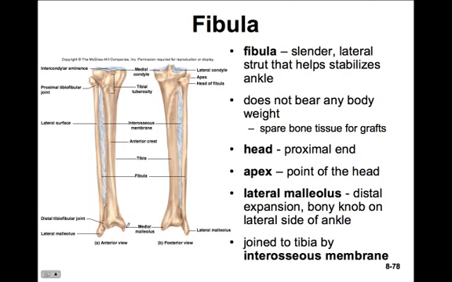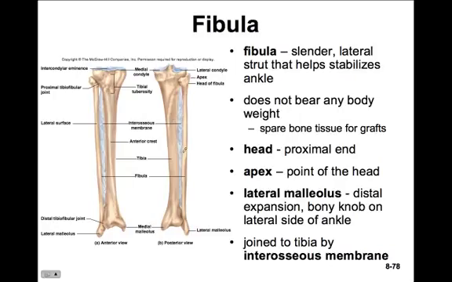Now let's look at the fibula. It's a slender lateral strut and it's there to help stabilize the ankle. It doesn't bear any body weight, so often it's used for bone tissue grafts in the case that someone's lost bone elsewhere that they need replaced. It has a head on the proximal end, which has an apex, just a point. And at the distal end, we'll see the lateral malleolus. This is the lateral ankle bone that you can feel prominently.